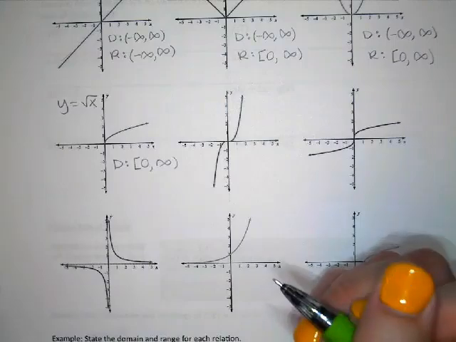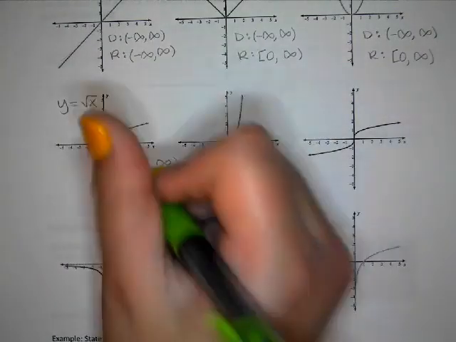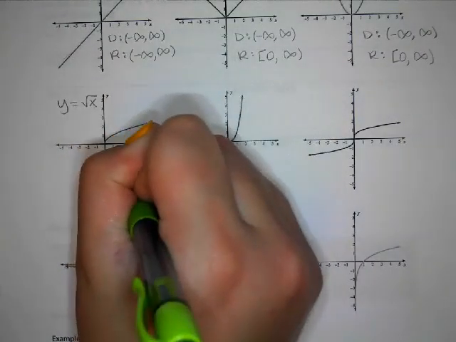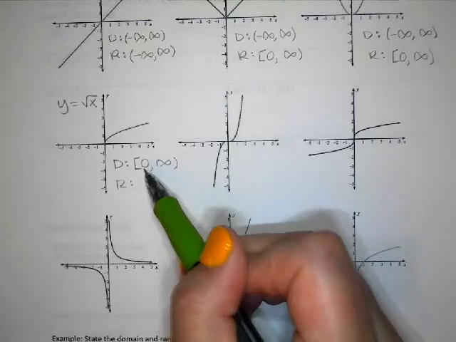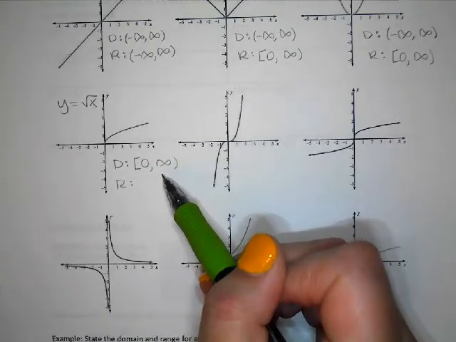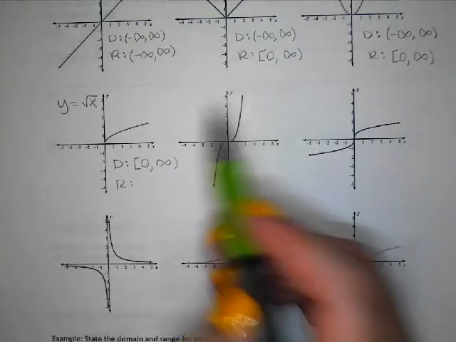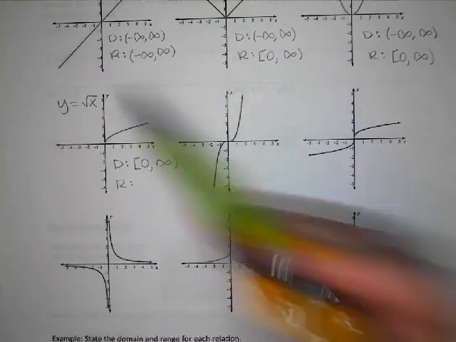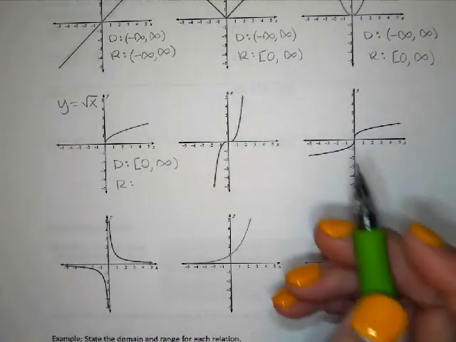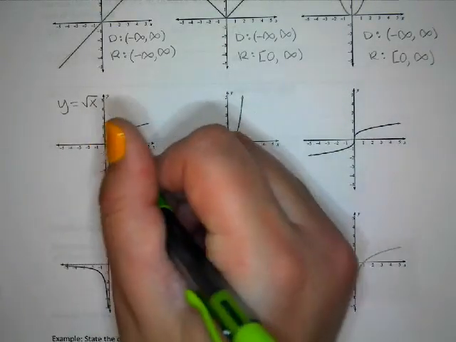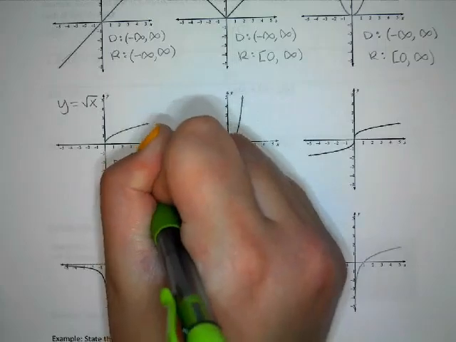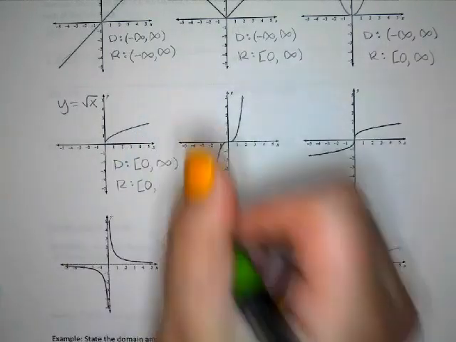The range is similar because when I plug in 0 or when I plug in those positive numbers, I'm going to get outputs that are the same. Square root of 0 is 0. Square root of a positive number is still just a positive number. So the range, the lowest y value that I'm going to get as an output is 0, and then that goes up to infinity.